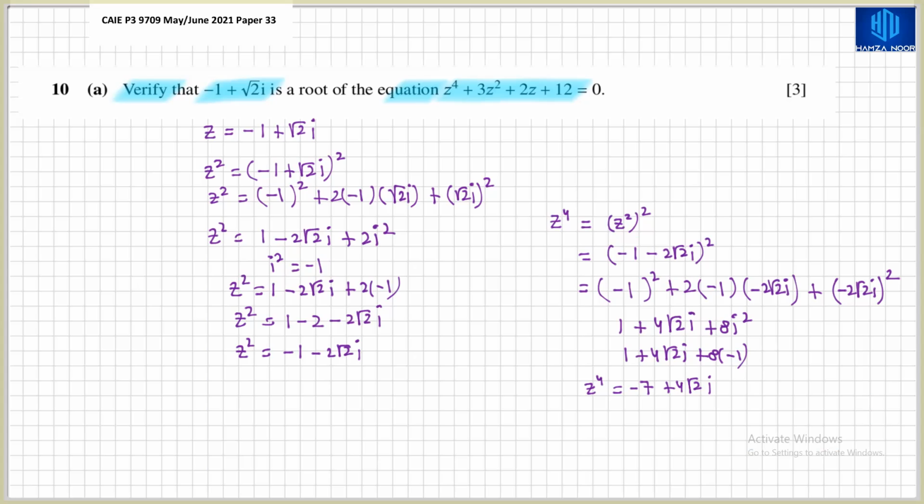So now what we need to do, we need to substitute z squared and z to the power 4 into the equation. So in place of z to the power 4, we are going to write -7 plus 4 root 2i and then plus 3 times z squared, meaning 3 times -1 minus 2 root 2i, and then plus 2 times z, and z is -1 plus root 2i, and then plus 12, and we are going to see if it comes equal to 0.